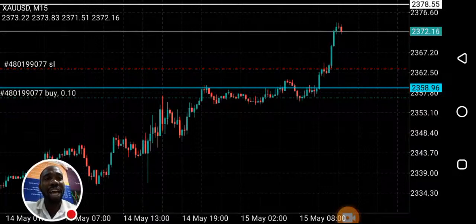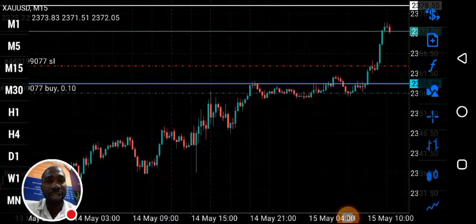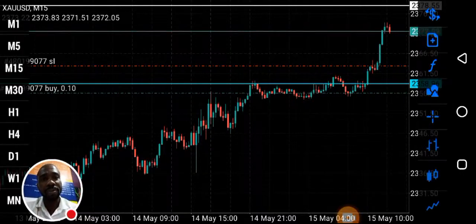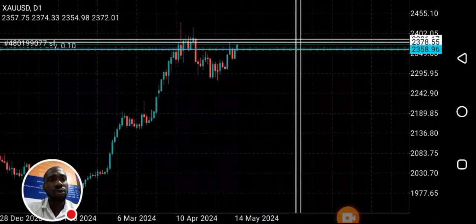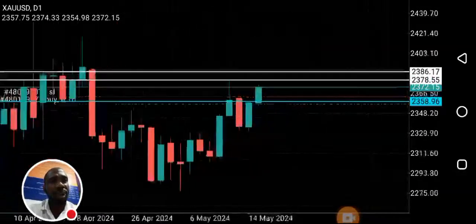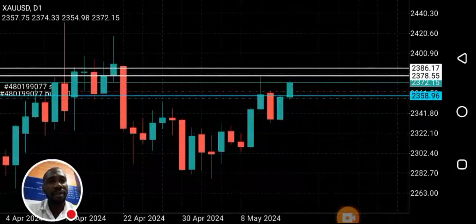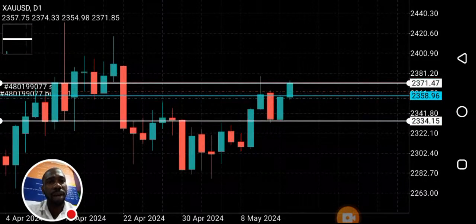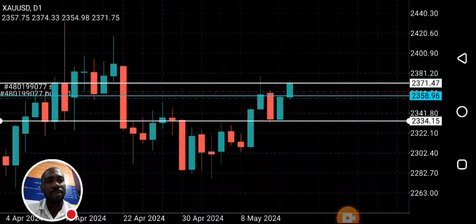but I expect gold to go bearish. Maybe CPI will make that happen. Okay, I expect it to go bearish. Let me start with the daily. So you can see right now, anything can happen on gold. You can see we had a fair value gap here, and you can see price has filled that gap.